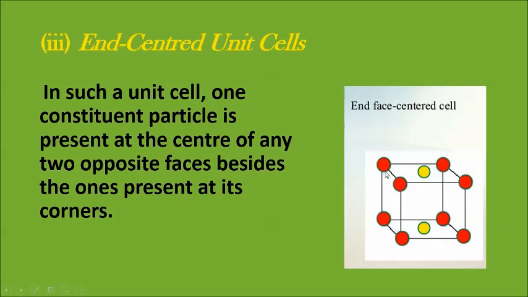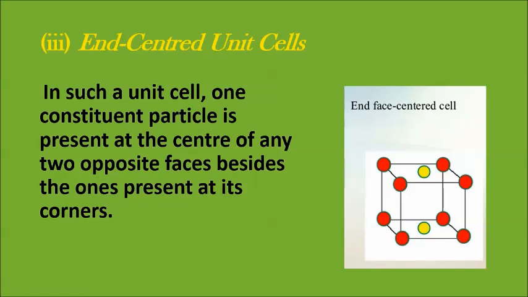Now, if I am taking this side face, the opposite of this one will be this one. So we don't want these 2 points there that time. So only on one pair of opposite faces we have the constituent particles along with the corners of the simple cube. Then we can name it as end face centered cell. So these are the 3 classifications of centered unit cell.